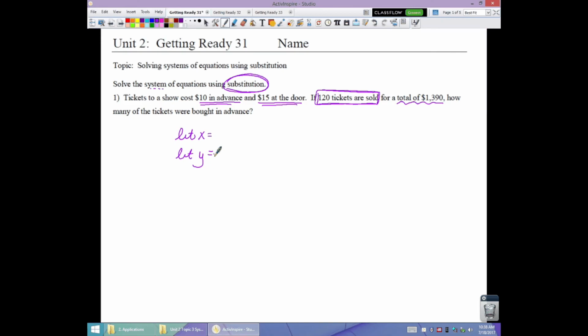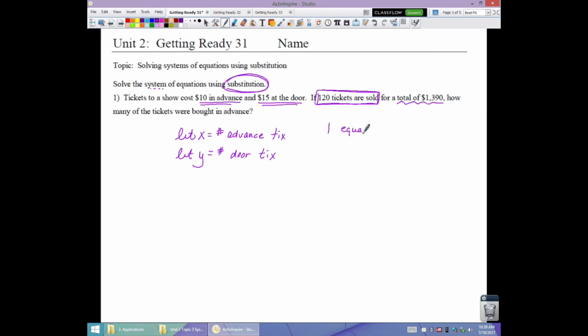Well, if we know one of the variables is the number of advance tickets, that probably leads us to figure out that our other unknown, our other variable, needs to represent the number of door tickets, tickets sold at the door. Now, as you read through that information, and feel free to read it over and over as many times as you need till it all makes sense, you're going to have two equations based on two types of information they're giving you.